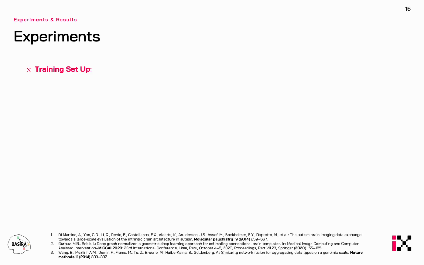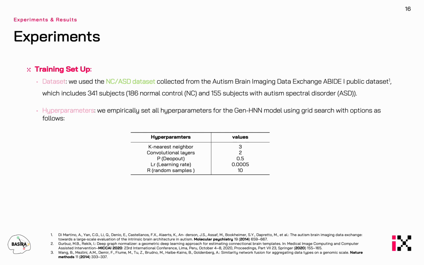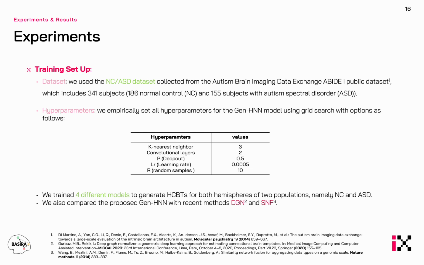Moving to the experiments, we used an NC-ASD dataset for our study. We empirically set all the hyperparameters using a grid search paradigm. And we trained four different models to generate the HCBTs for both hemispheres of two populations, NC, the normal controls, and ASD, the autistic subjects. And we also compared our model against recent methods, DGN and SNF.